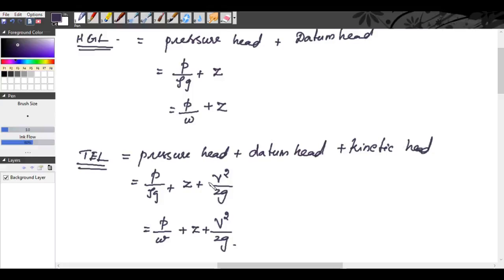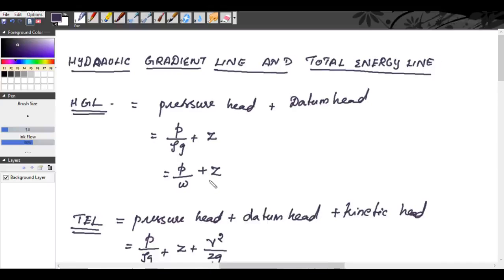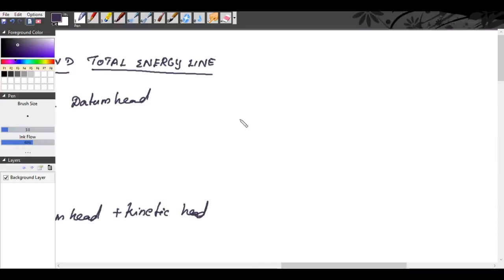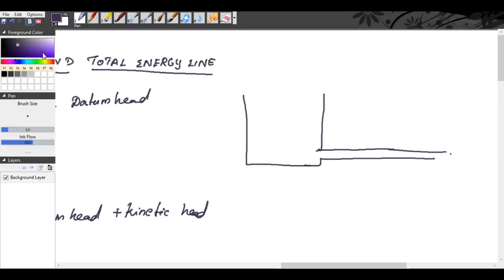Now, suppose you have a tank and the water is flowing through a pipe. You have a tank like this, or a storing object, and you have a pipe. Now, this is the center line of the pipe.